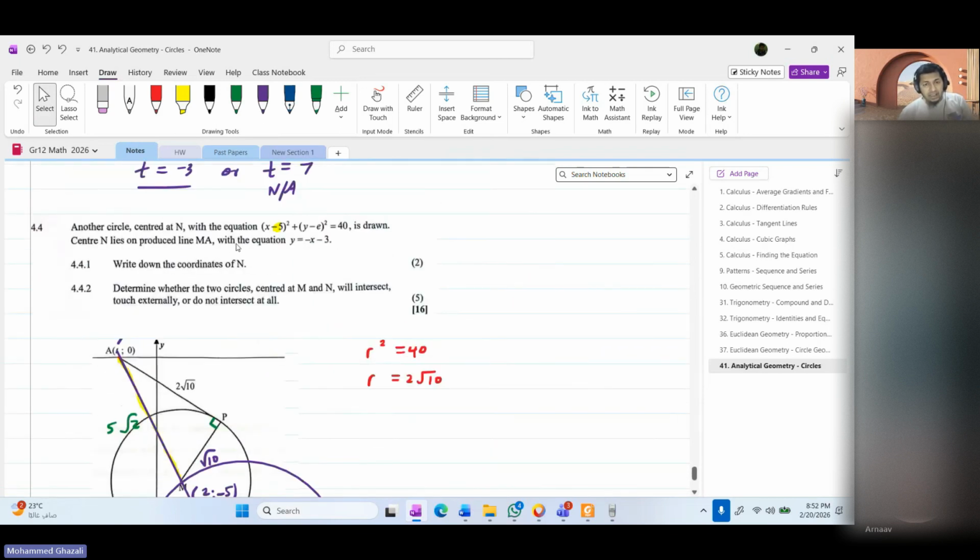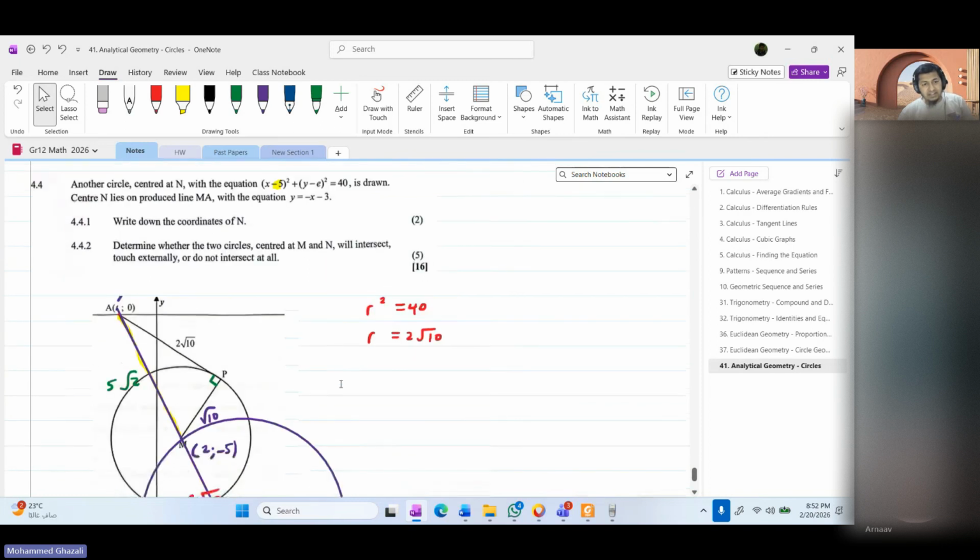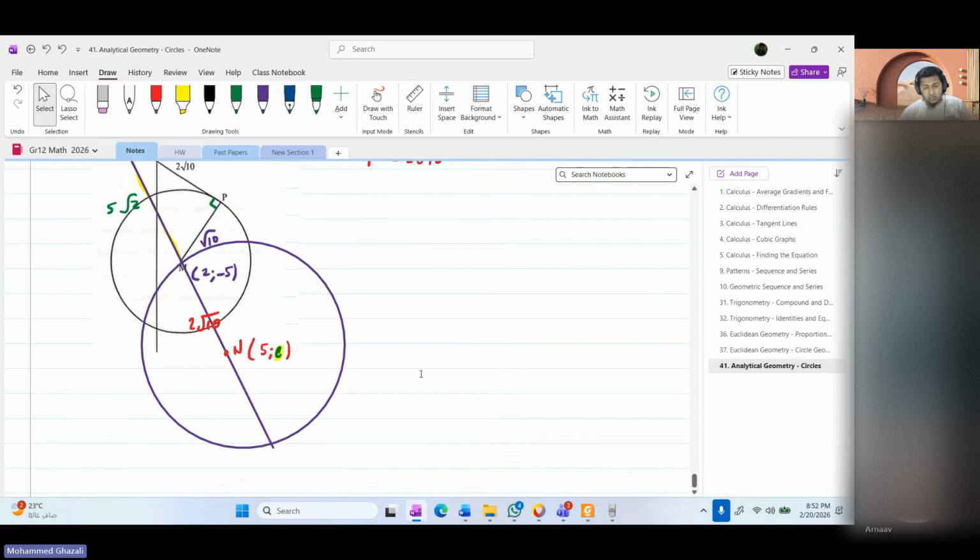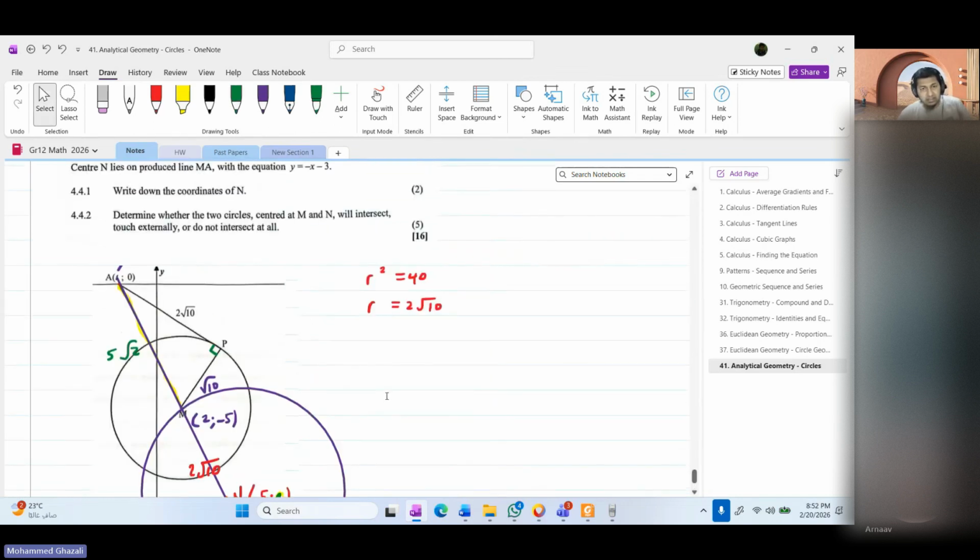Now, MA with equation y is equal to minus x minus 3. Now, this line already has the equation. What is the equation of this line? Y is equal to negative x, negative 3. Right? That's the equation of that line, negative x, negative 3.